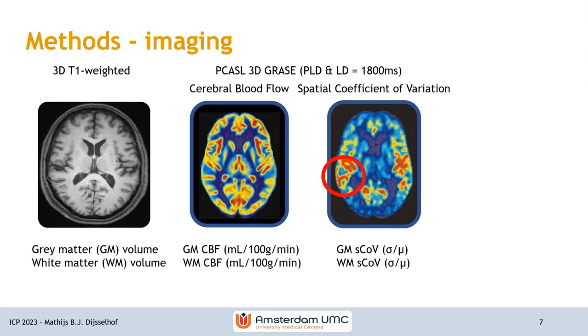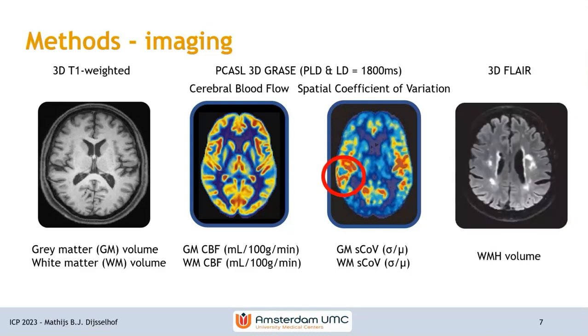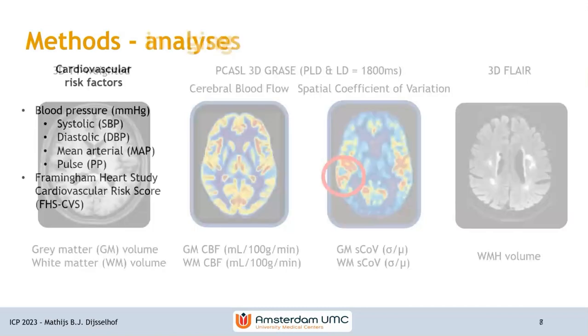white matter. And we're looking at the spatial coefficient of variation, which is looking at the signal distribution of the ASL signal by dividing the standard deviation by the mean in the region of interest. And we're doing that because we don't have a multi-PLD acquisition, but this is sort of a surrogate of arterial transit time. So it does tell something about vascular efficiency. And lastly, of course, the 3D FLAIR to obtain white matter hyperintensity volume.